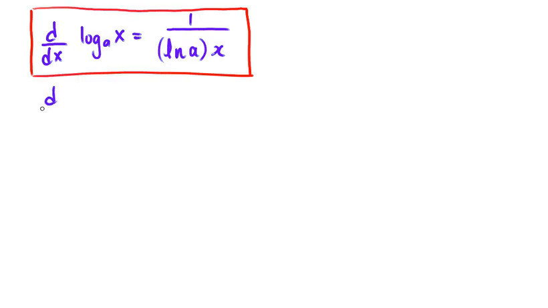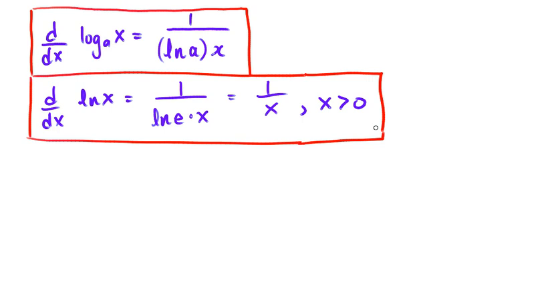For logarithmic functions, if we want to take the derivative of a log, here's the formula. And you'll notice that if we use this formula for ln, we get 1 over, well, this is base e now, so this is ln e times x, which is just 1 over x. And the condition on this is that the x value has to be bigger than 0.